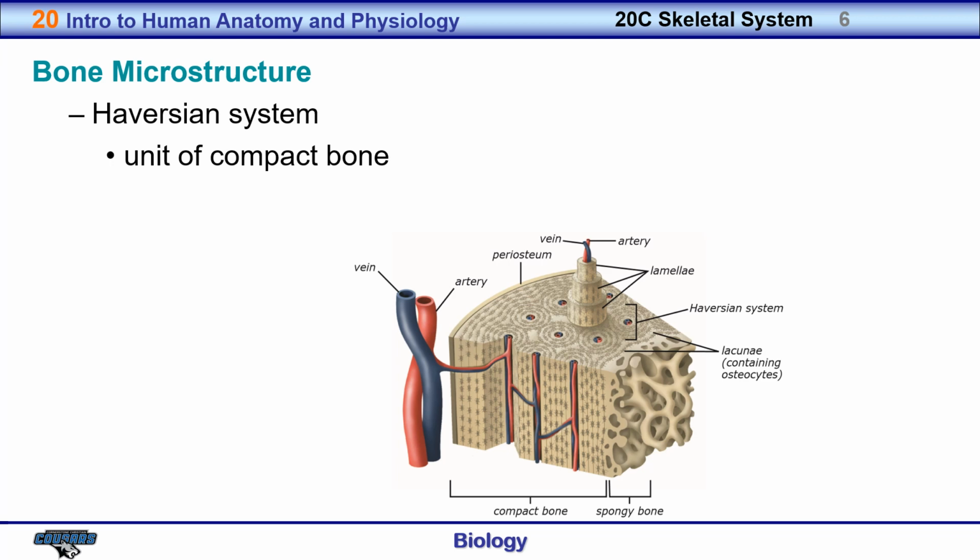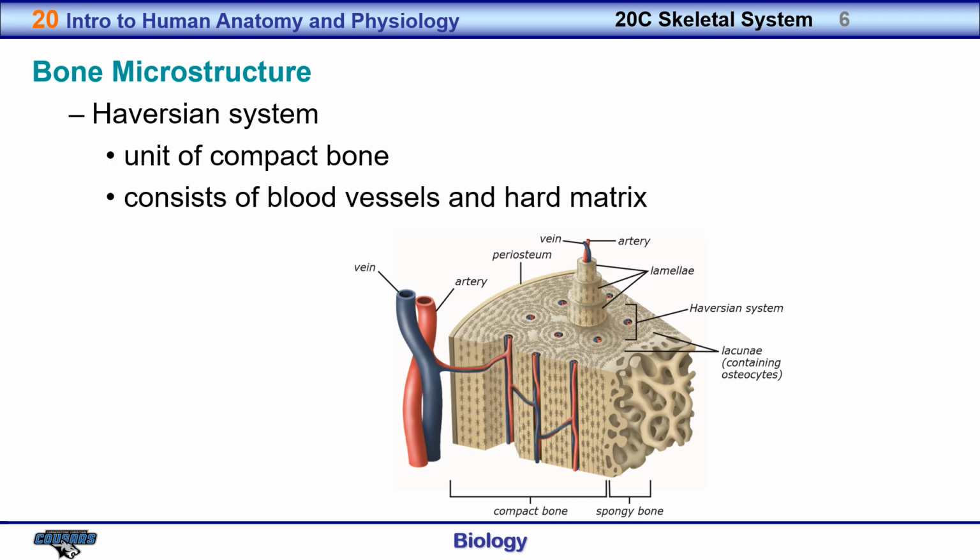It also consists of blood vessels and some hard matrix on the inside. And surrounding these layers of hard matrix are the lamellae. You can see that in the diagram.